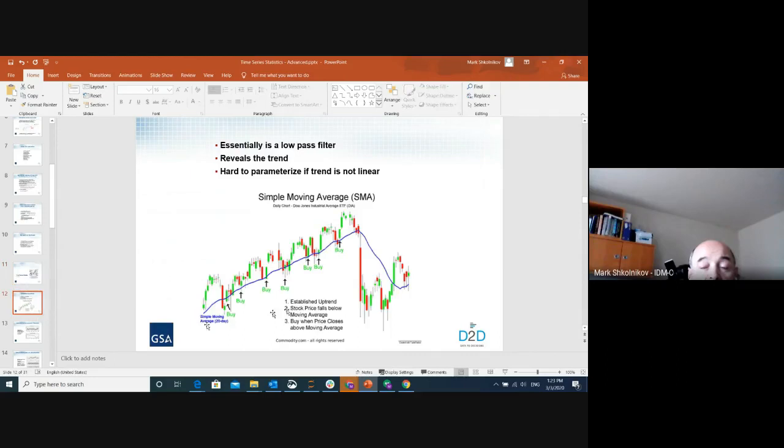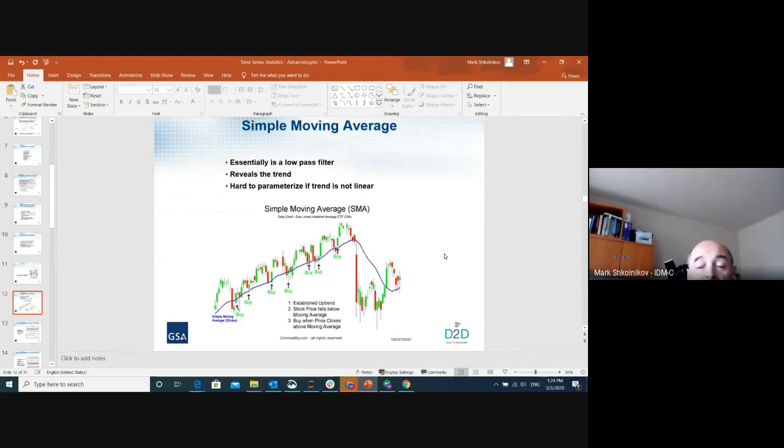So let's go back into models. So the first way of creating a model for time series data is a simple moving average. It's essentially like smoothing. It's essentially a low pass filter. It's very fast, very convenient, very efficient to review the trend.